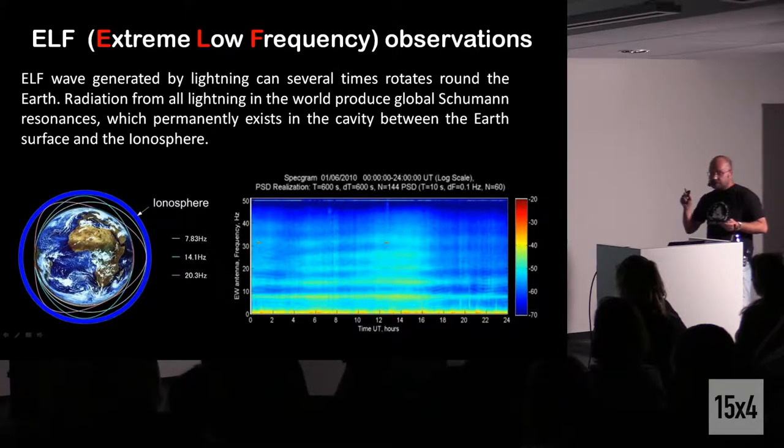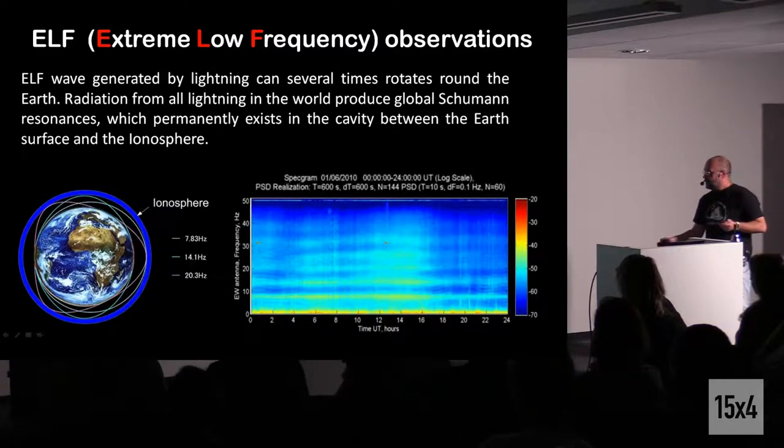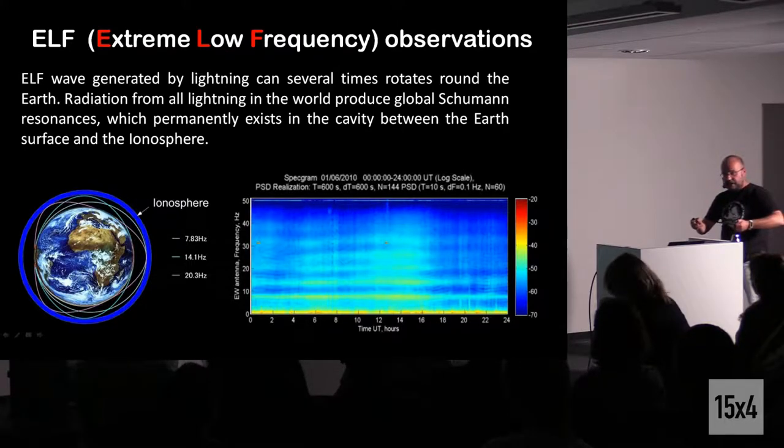And each lightning produces an electromagnetic pulse, and this electromagnetic pulse rotates around the Earth several times. In 1 second, it can rotate 8 times. So it produces a maximum at approximately 8 hertz. And the next one, 14 hertz, the next one, 20 hertz, and so on. And on each rotation, it amplifies itself. And this is like resonance. And this effect can be observed at every place of the world.